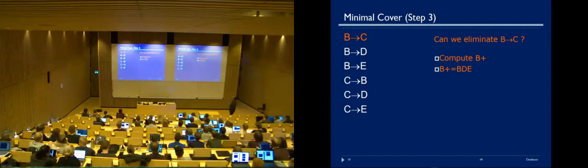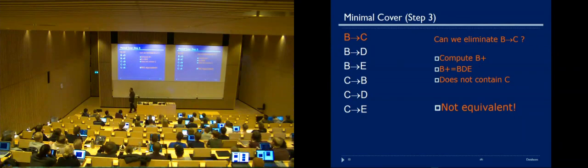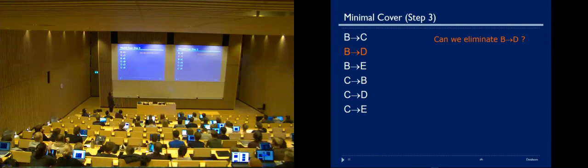That's how it looks. So we didn't get C in the closure of B in that way, and that means that we are not able to infer this dependency from the others. So we cannot eliminate it, right? The set that we get if we omit the first dependency is not equivalent to the set that we have when we keep it. Second question, can we eliminate this one?